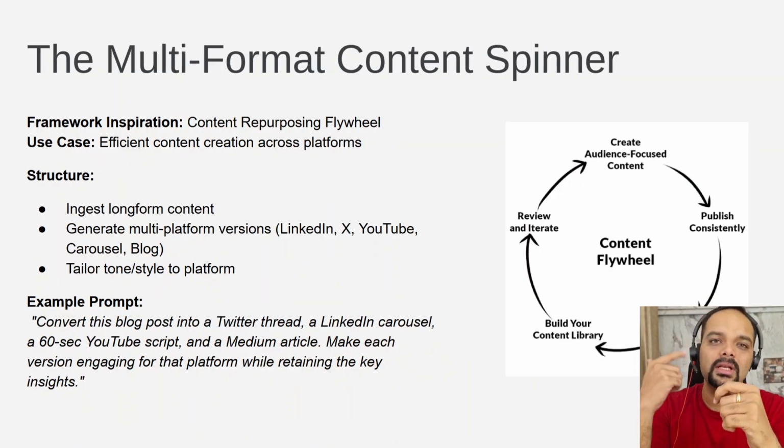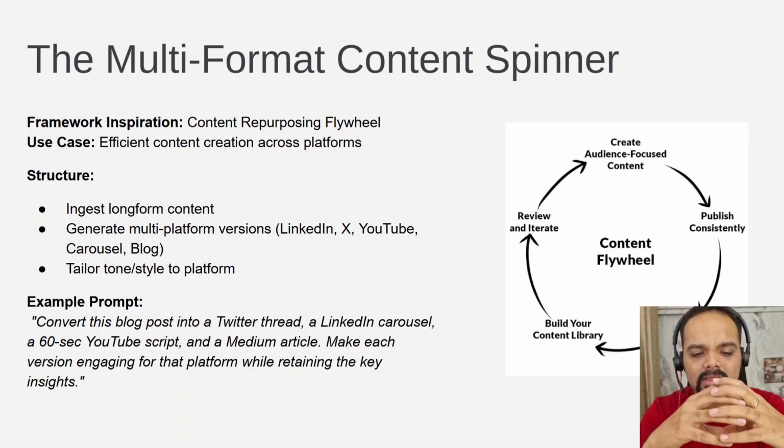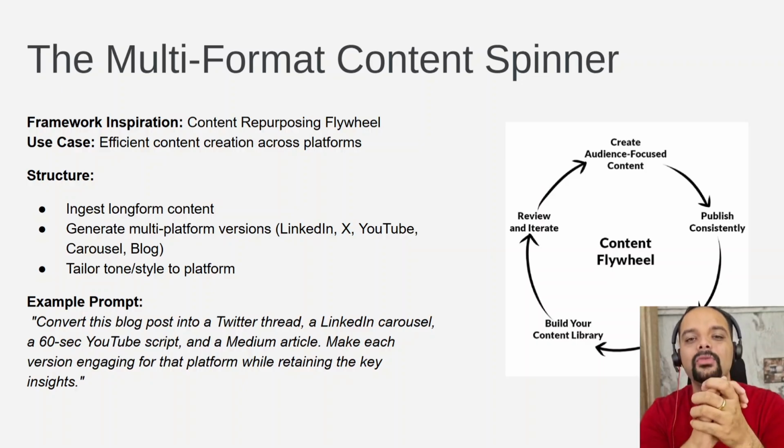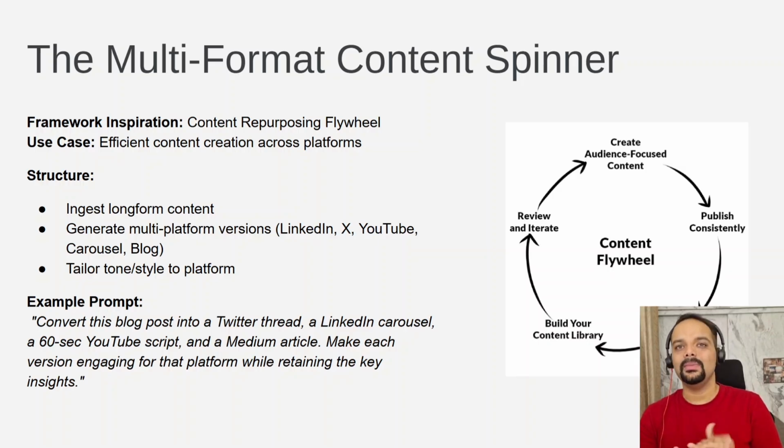The next one is the multi-format content spinner. Say you want to ingest a long form content, and then you want to post that long form content that you have created into various different channels like LinkedIn, YouTube. You want to do a Medium blog, all those things in one shot. So you post your content and write, convert this blog into a Twitter thread, a LinkedIn carousel, a 60-second YouTube script, and a Medium article.